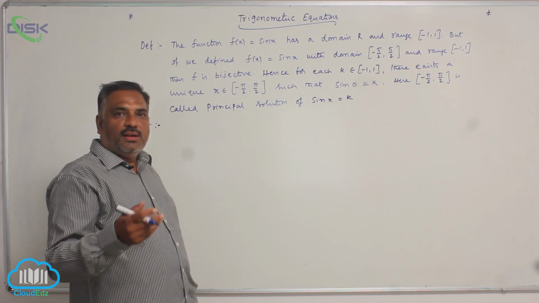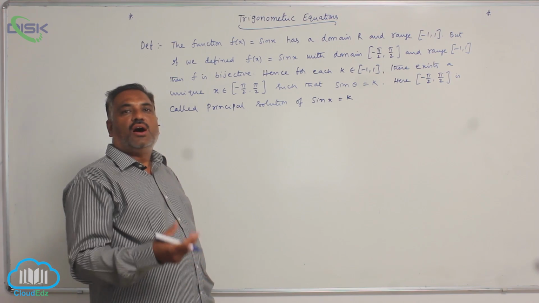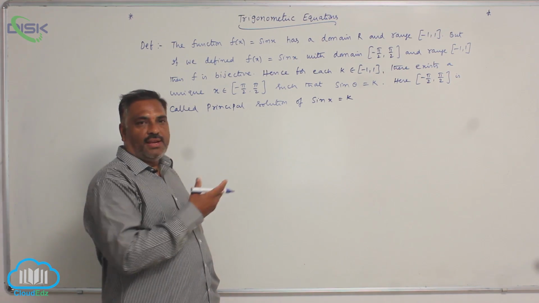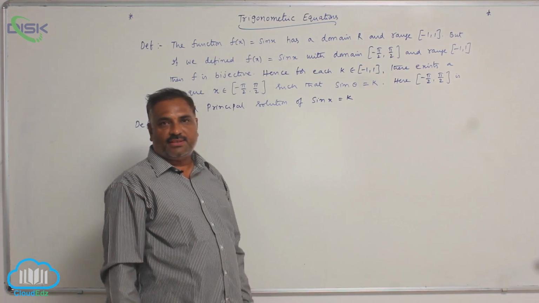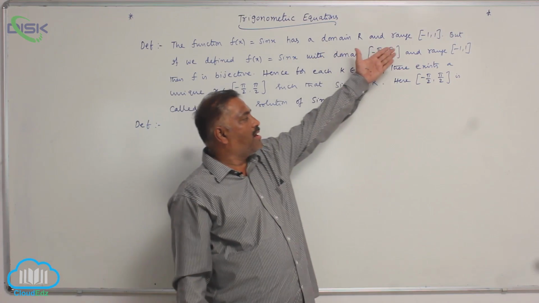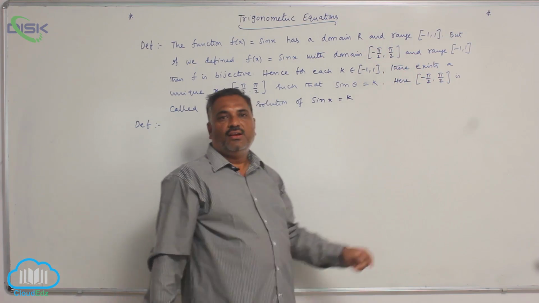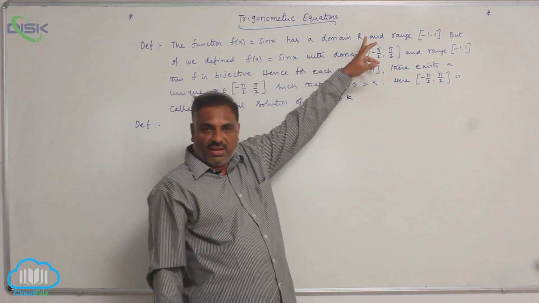As we are discussing the principal solution, let us define how sine, cos, tan functions are varying over their intervals. Let us see. The function f of x is equal to sin x has a domain capital R and range [-1, 1]. In our earlier discussion, I told you sine is a function defined on the set of real numbers.